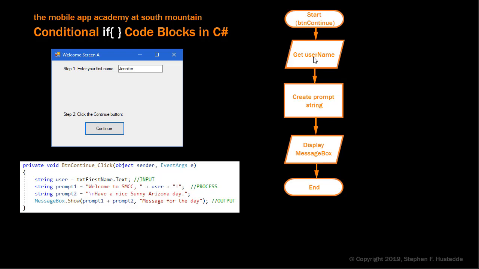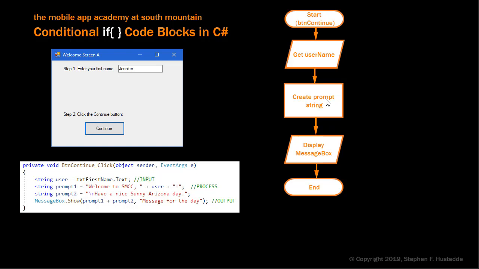The next step we'd represent here in our algorithm is we want to get the user name. And that's using an input-output symbol, which is a parallelogram. And so we write in there get username. And that's what we're doing in this first line of code here. String user equals txt firstname.text, and I made a comment here that that's input.